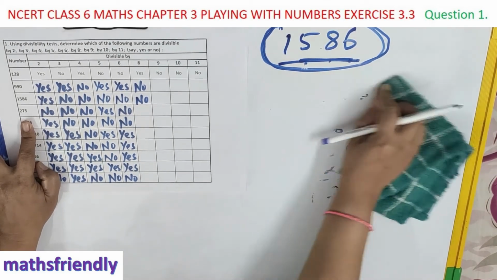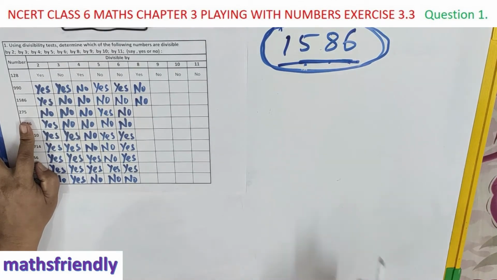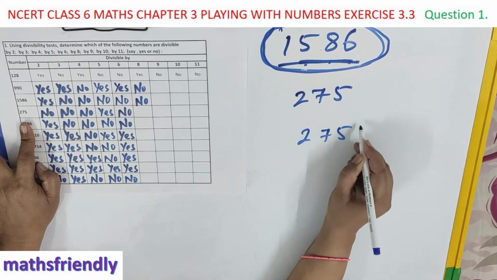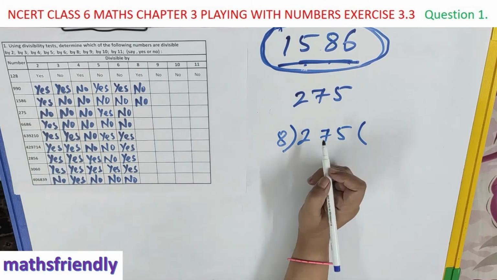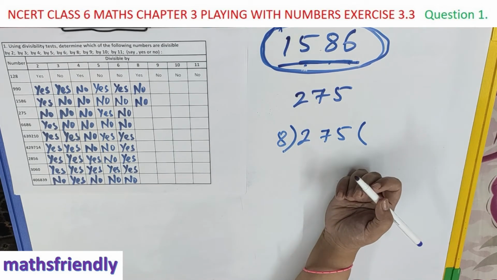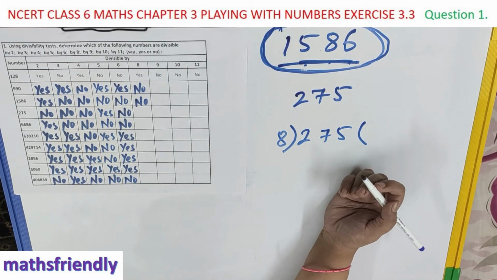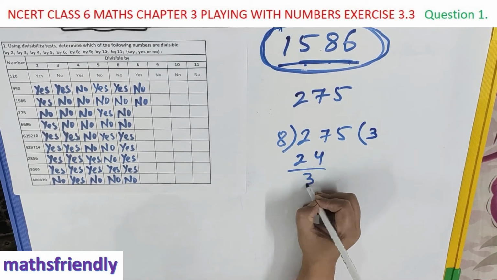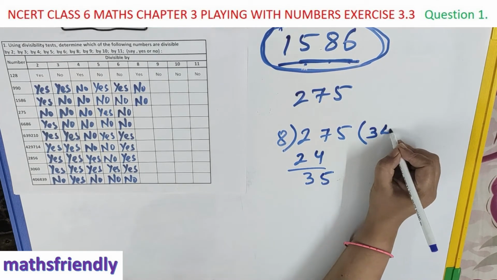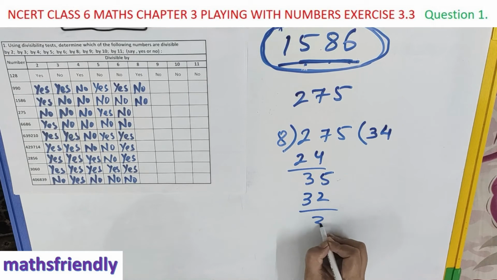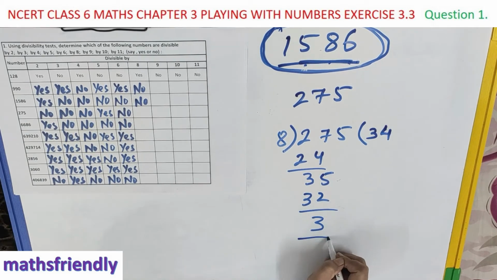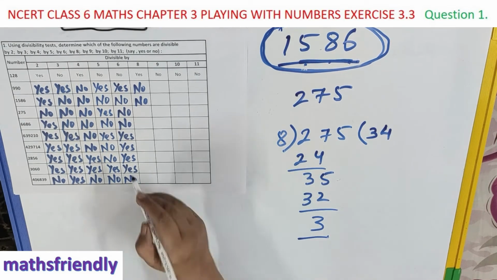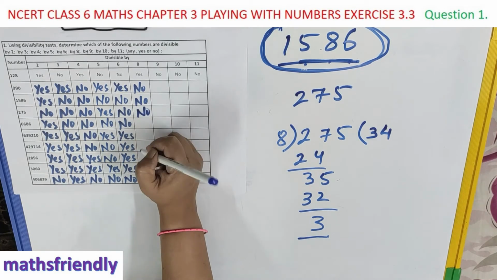The next question is 275. So 275 is a 3 digit number, so we have to do the actual division of this number by 8 and check whether this number is divisible by 8 or not. Okay, so 8 threes are 24, 3 remainder, 5 comes down, 8 fours are 32, 3 is the remainder. See, 3 is the remainder, we are not getting the remainder 0. It means this number is not divisible by 8.